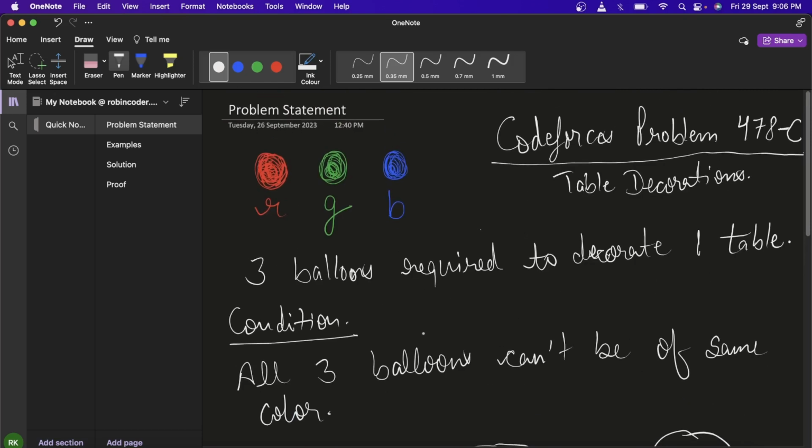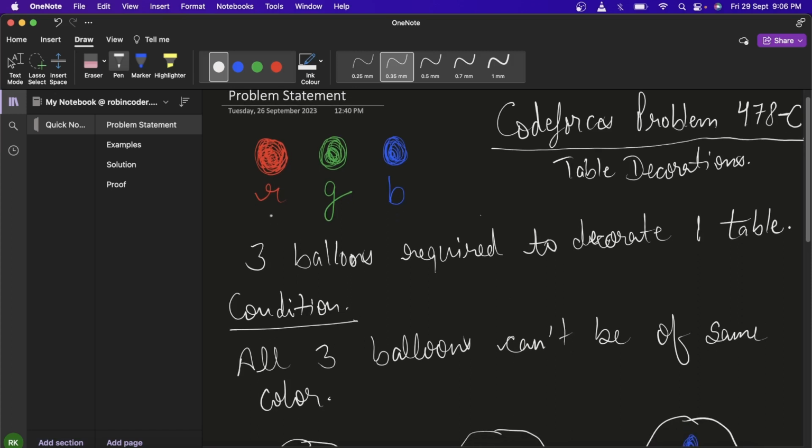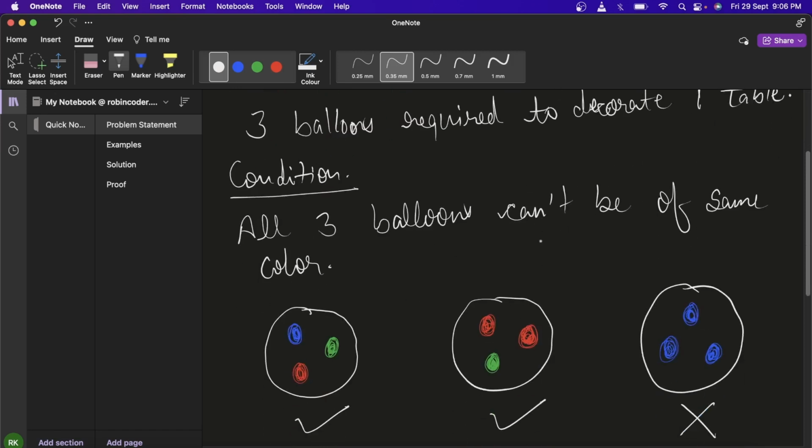So first, let's go through the problem statement. There are three kinds of balloons given: red, green, and blue, and we require three balloons to decorate one table. So let's say there are five red balloons, five green, and five blue. Then we can decorate five tables.